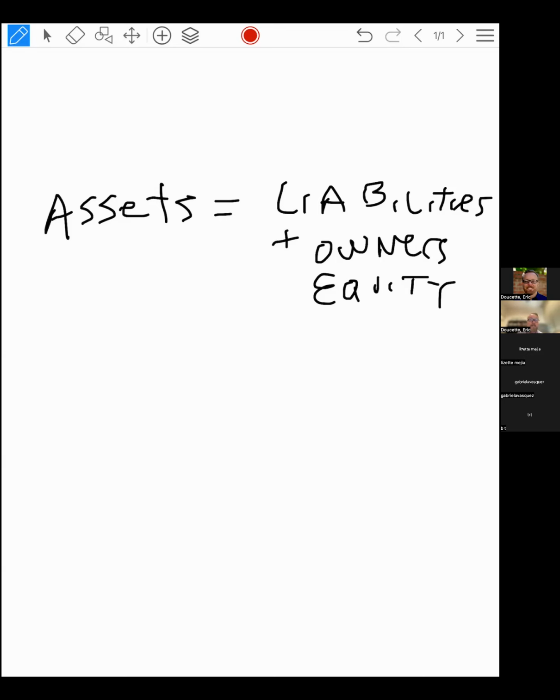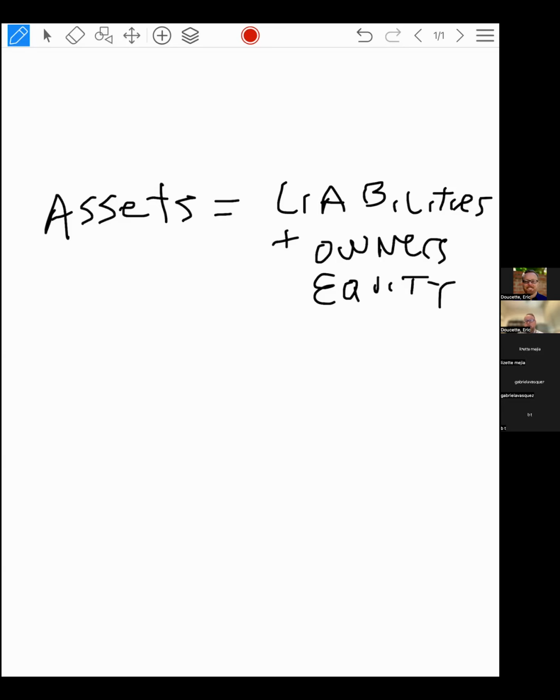Your liabilities are everything that you owe. So it could be loans, it could be salaries that you need to pay, it could be rent on your building, it could be utilities, etc. It could be accounts payable, things that you still owe people for. And that's the liabilities. And then you have owner's equity.